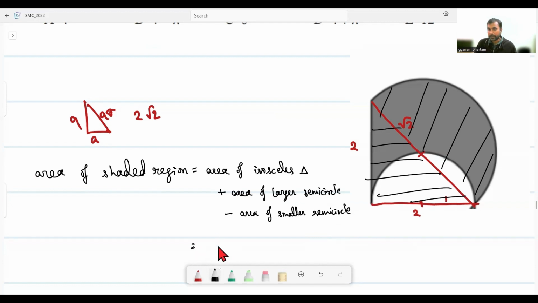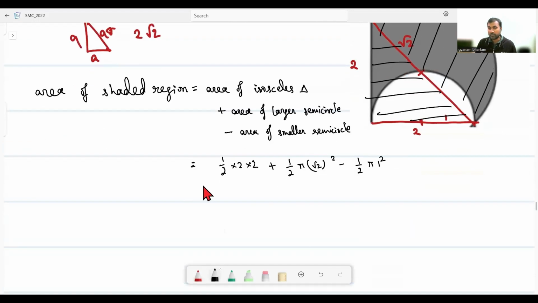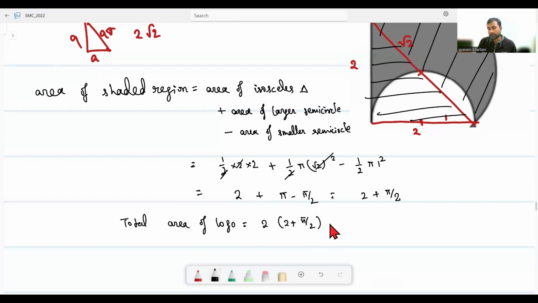And this will give the area of the isosceles triangle as half into 2 cross 2, plus the area of the larger semicircle, which is half pi r square, so root 2 square, minus the area of the small semicircle, half times pi 1 square. Why? Because 1 is the radius for the small one and root 2 is the radius for the larger one. So half times 2 is cancelled out, we have 2. This will also cancel, we have pi minus pi over 2. So what we have is 2 plus pi over 2. Now we have to double it, so the total area of the logo is twice 2 plus pi over 2, which gives 4 plus pi. That's the answer.